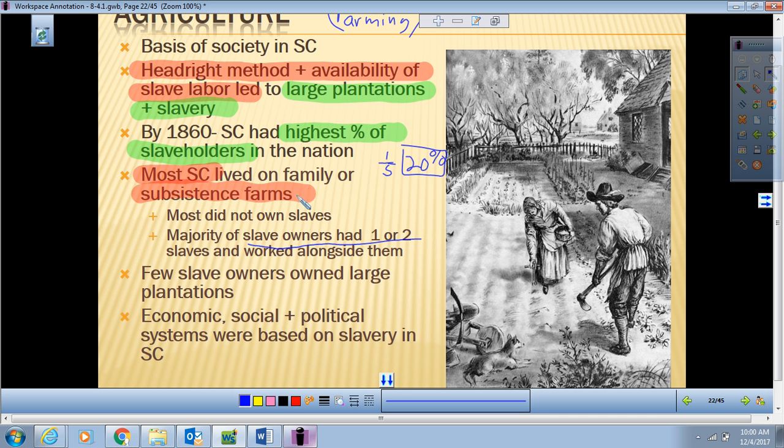The remaining population, I mean, it's probably less than 80%, because we're going to learn there were people that worked on the plantations that didn't necessarily own slaves. But somewhere around 80% did not own slaves and were subsistence farmers. Now, very, very few, we're talking about way less than 1%, owned large plantations.